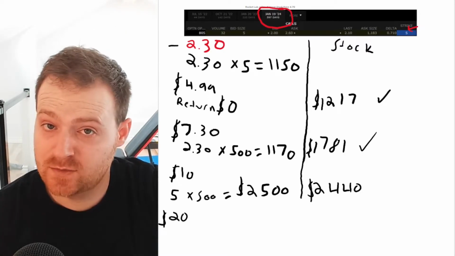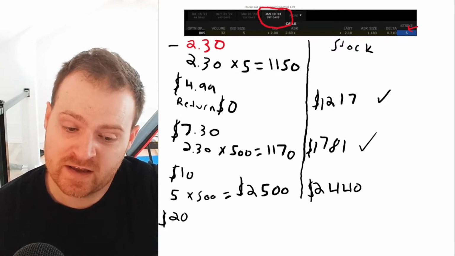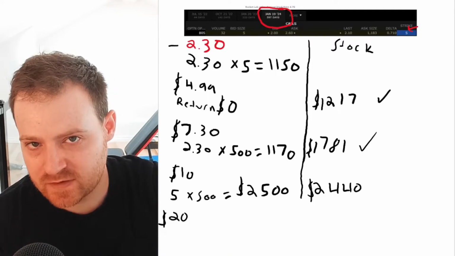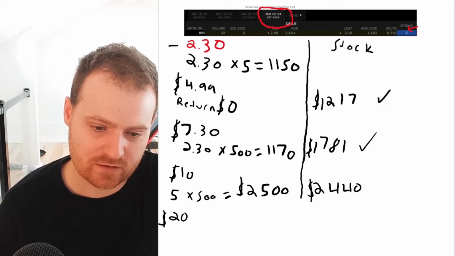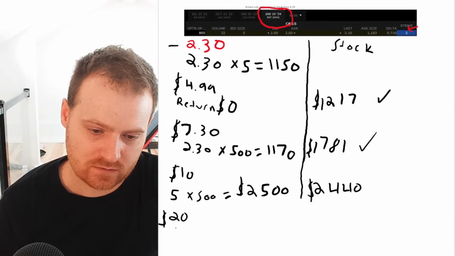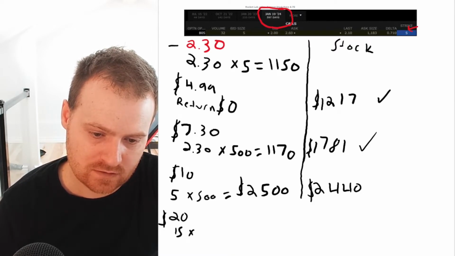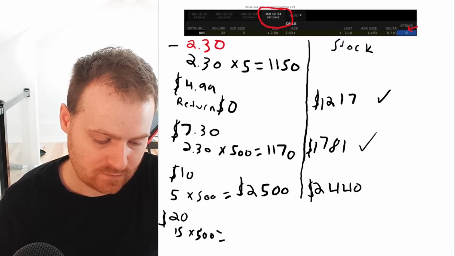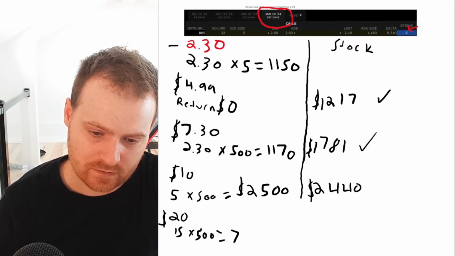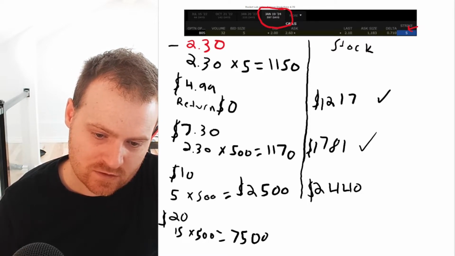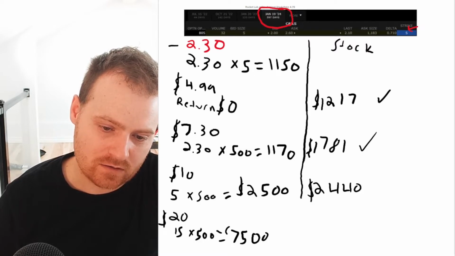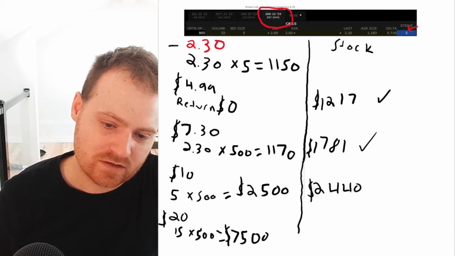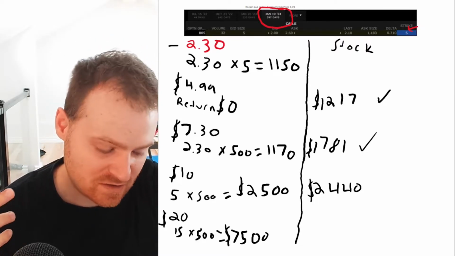So we're still able to buy the stock for $5 a share, and it's trading for $20 now. That means we're making $15 per share times 500 shares. So that is 15 times 500 equals 7,500. So now we're starting to get into some juicier returns for the option, right? We can see the returns are really starting to multiply.